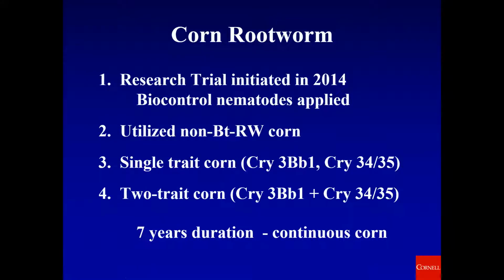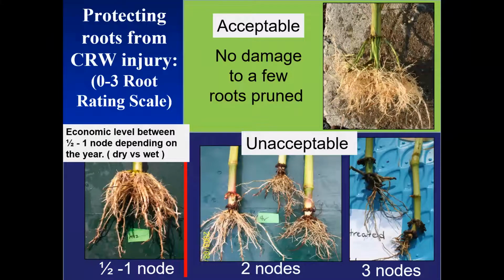I want to zero in a little bit on the data that happened at Aurora. This was initiated in 2014. We had non-BT rootworm corn, single trait and dual trait. And some of this data I've shown you over the years. And I'll show you again because that study is now completed. Before we show you the data, the thing to remember is that if we get between 1/2 and 1 node damage, that's where economic loss starts to occur. The variation is based on the growing season that we have. 2 nodes and 3 nodes are certainly where we start getting yield loss.